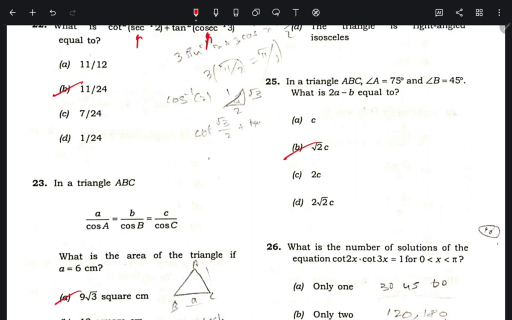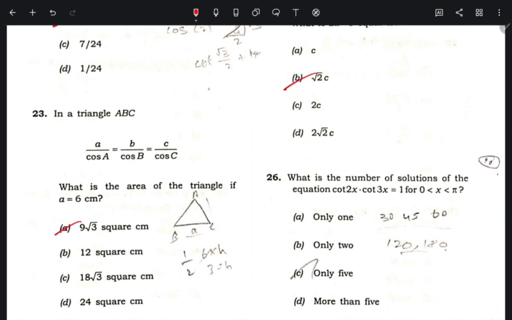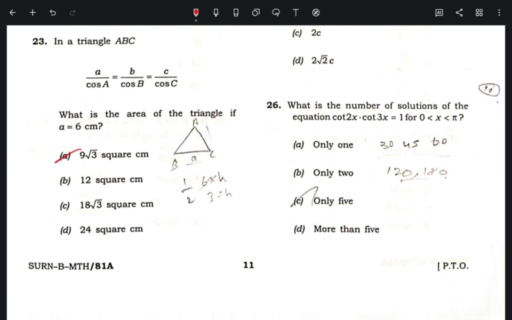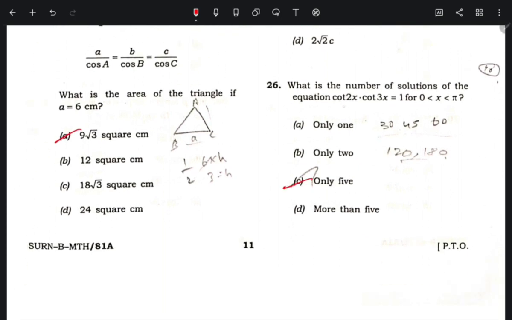So it will be B. 25 it will be B. So again, triangle, easy, formula driven. 26 you have C, only 5. So convert this into x, convert this into x, make it into an equation. You will get an equation with cot x power 5.